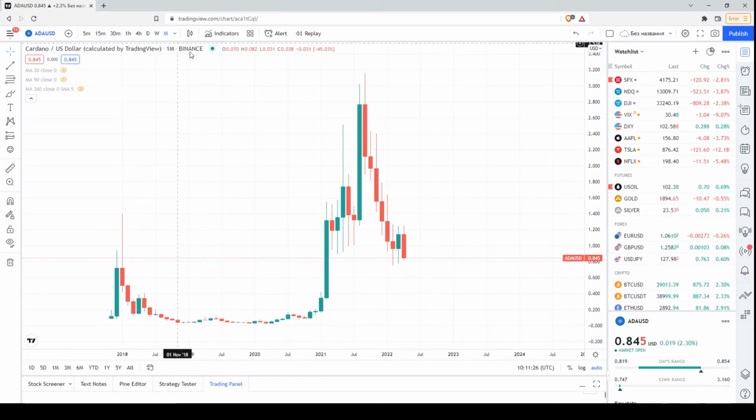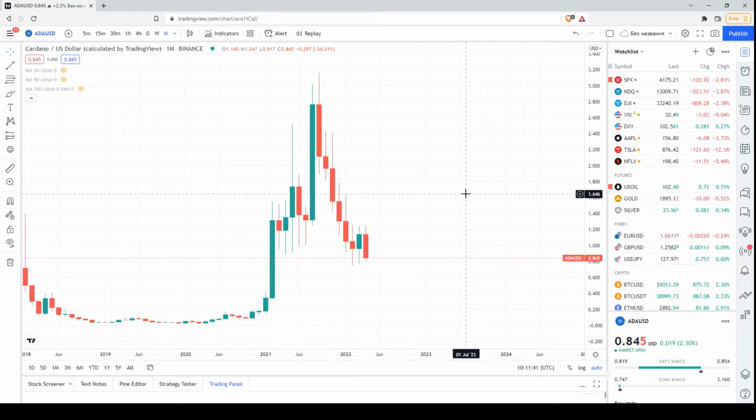This is the monthly time frame, and I want to underline that we're very familiar with the price chart of ADA or Cardano because I analyze it once or twice a month. So we've been following all technical patterns and formations here.